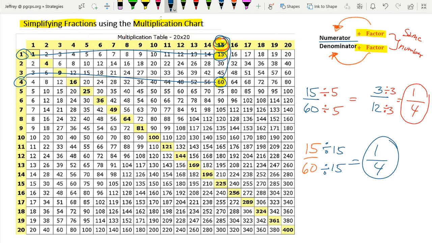It's helpful, right? So it's easier when you look for the greatest common factor, the number that can evenly divide into both the numerator and denominator.